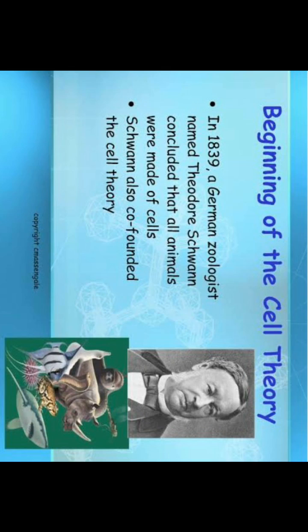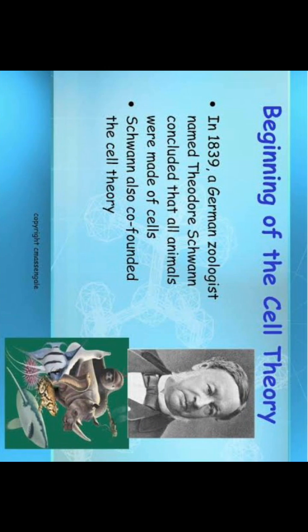Next, another topic I am going to explain now, cell theory. What is meant by cell theory? Here we have to discuss two great scientists and their contributions. First and foremost, I would like to introduce a scientist. In the year 1839, a German zoologist named Theodor Schwann conjectured that all animals were made up of cells. Right? Schwann also co-founded the cell theory. You can see the scientist on the screen right now.